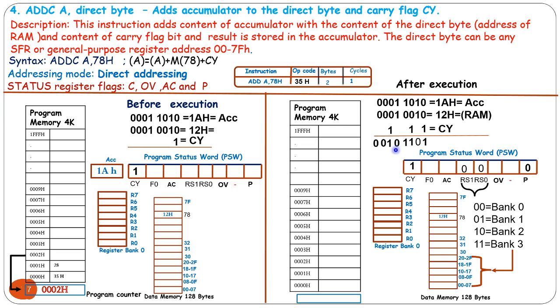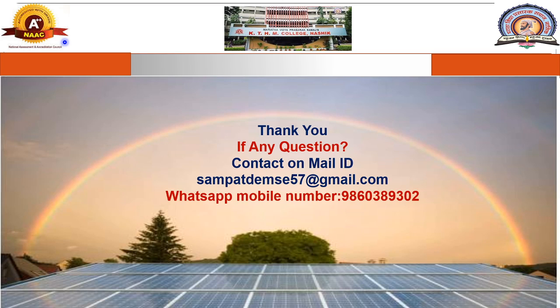So what is the content of accumulator after execution? 00101101. So that content will be 2DH. So this is 2 and this one is D. So after execution the content of accumulator is 2DH. In this way this add instruction is executed.